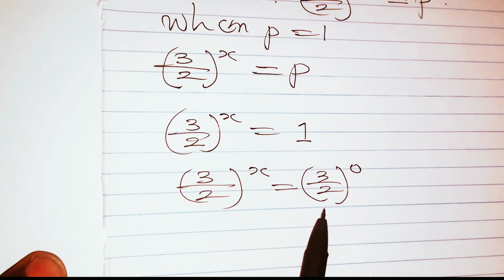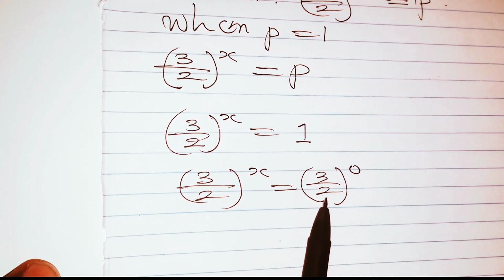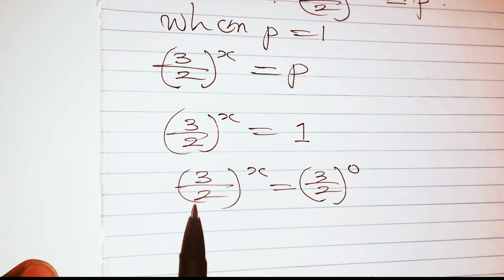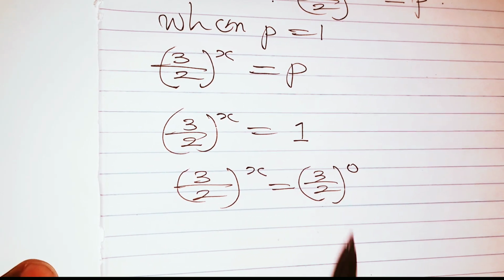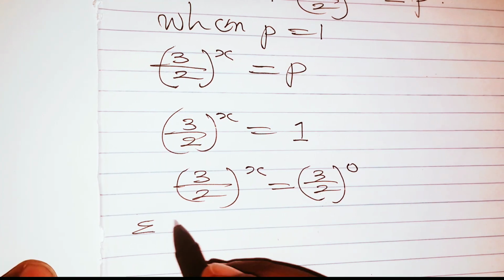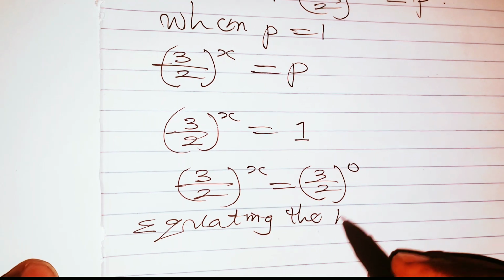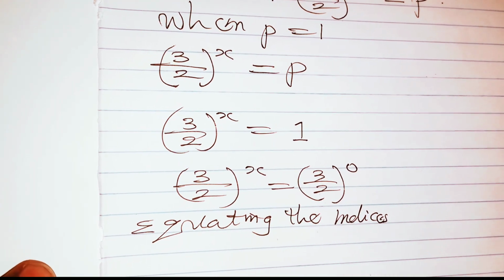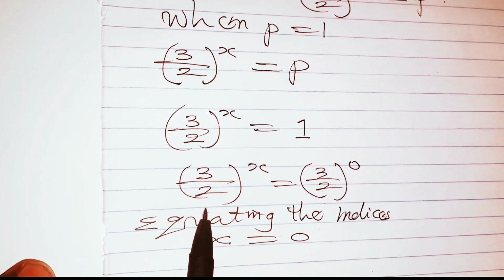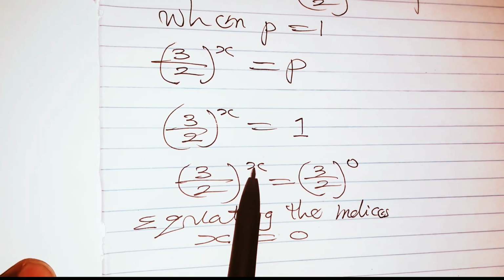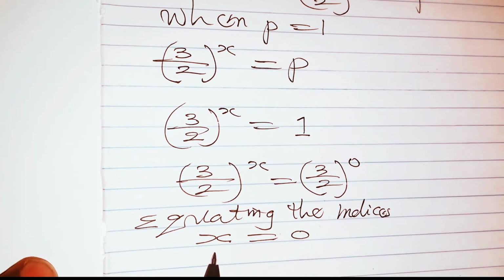One of the laws of indices says whatever is raised to the power of 0 is equal to 1. So we can represent this as 3 over 2 raised to the power 0 so that they have a common base. And once you have indices this way, we can just equate the indices. So we write, equating the indices, you discover that your x is going to be equal to 0, because 3 over 2 is equal to 3 over 2. Therefore, the powers will be equal to one another. So we've obtained the value x equal to 0.